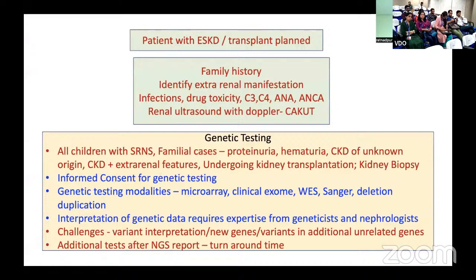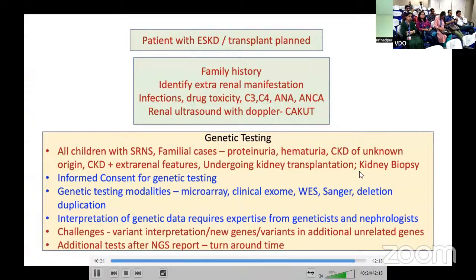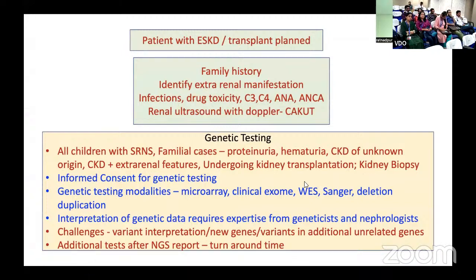Then the interpretation of this genetic test requires great expertise, and the geneticists and the nephrologists need to work together. So it is a lot of what we call multidisciplinary care now. The reports that you get could be, like I said, pathogenic, likely pathogenic, or a variant of unknown significance. We could be looking at new genes. Sometimes you can get reports where they've given you variations in additional genes and you need to counsel the families for that. We need to discuss with the patient that all genetic tests take time.